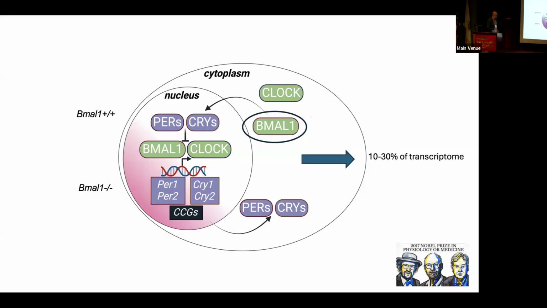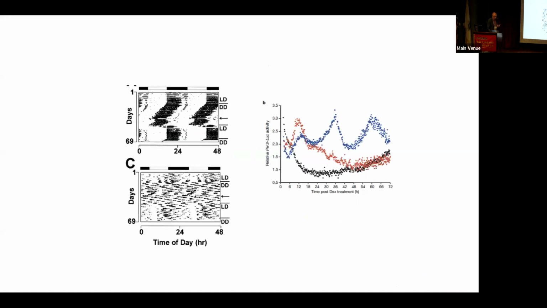So this is a positive, negative clock that remarkably takes about 24 hours to complete itself. And depending on the cell type or condition, this can regulate anywhere from 10 to 30 percent, or sometimes even more, of all genes.